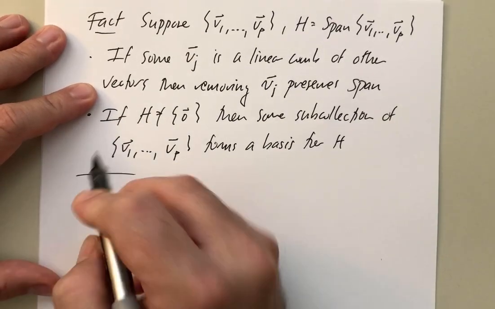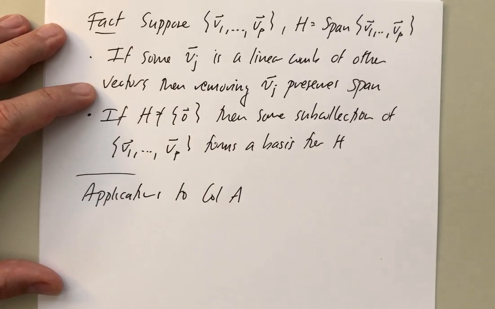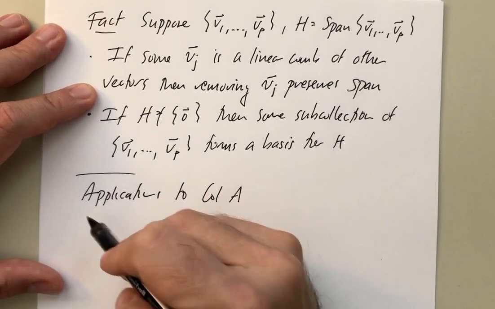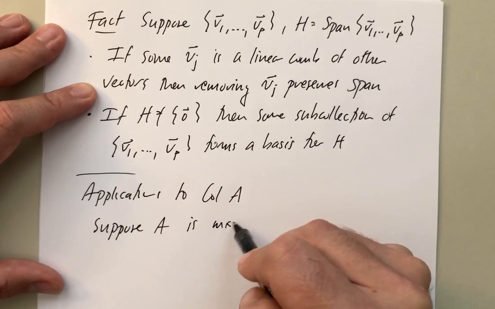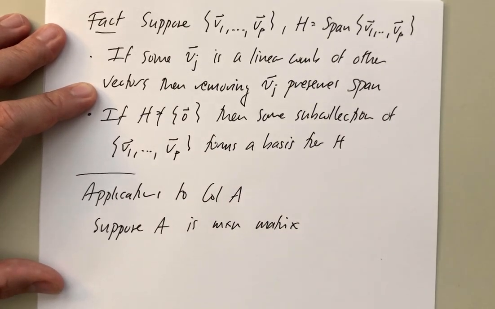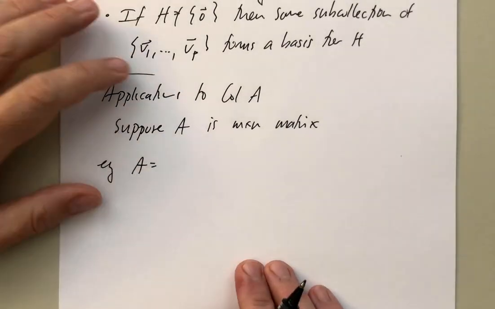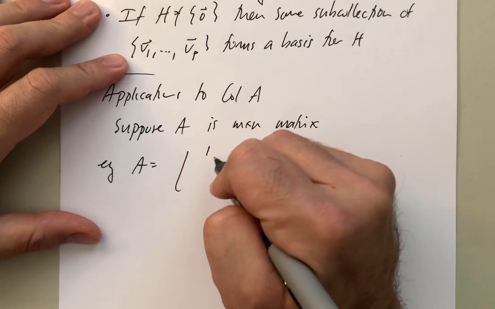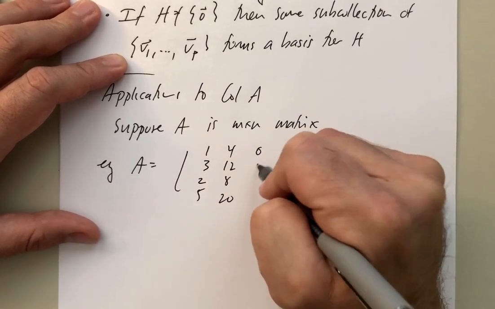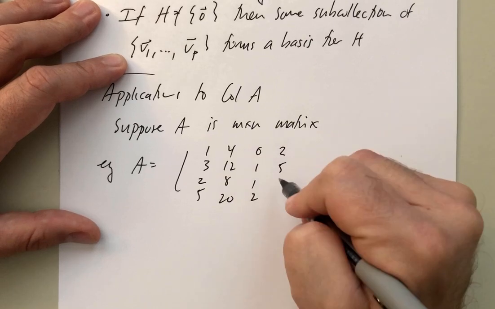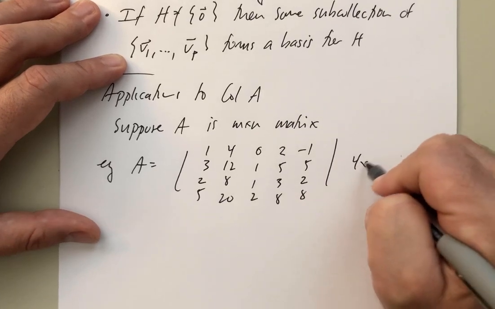We're now going to apply this. Applications to, well, the column space of A. So, as you know, column space comes from a matrix. Let's suppose A is an m by n matrix. I'm just going to do an example here, kind of a big example that we're going to use to illustrate this idea. Suppose we have this matrix here: 1, 3, 2, 5, 4, 12, 8, 20, 0, 1, 1, 2, 2, 5, 3, 8, minus 1, 5, 2, 8. So this is a 4 by 5 matrix.